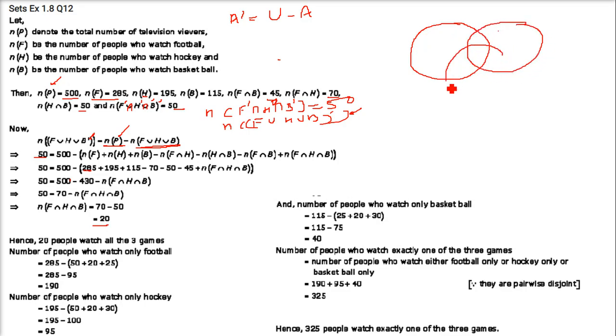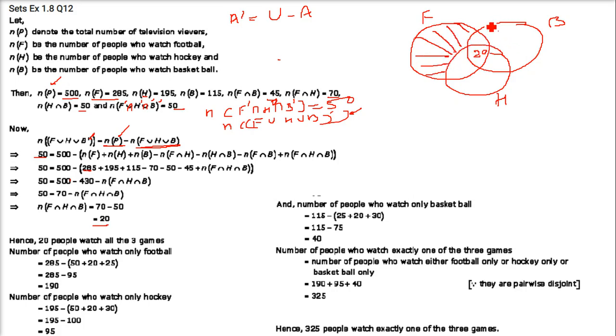So what we are trying to suggest here is, this is football, this is basketball, and this is hockey. So n(F intersection H intersection B), that is how many watch all the three games, is coming as 20. How many watch all the three games? It's 20, right? So how do we find the number of people who watch only football?